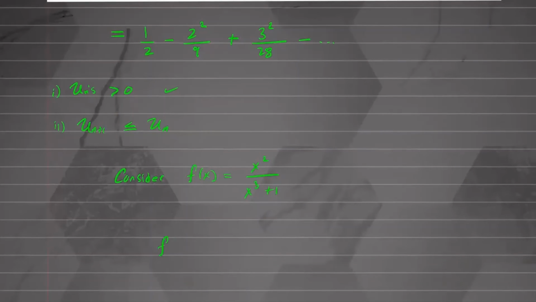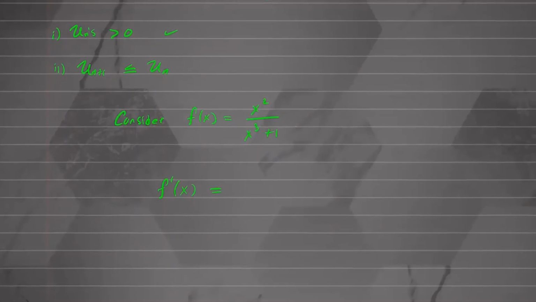So consider that. We're finding its derivative. Using the quotient rule, we're going to find the derivative of this function. So low d high: you have x cubed plus 1 times the derivative of the top, that's 2x. And then minus high d low, so that would be x squared times the derivative of the bottom, that's 3x squared, all over the bottom squared. So that's x cubed plus 1 squared.